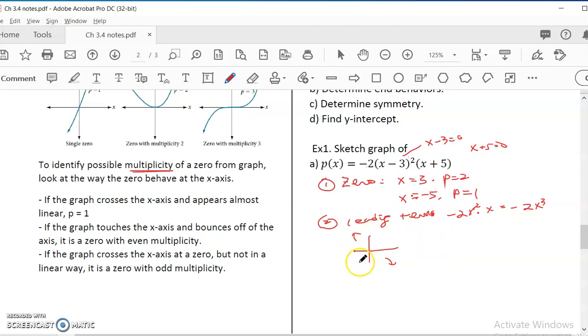So we would start to graph, putting our zeros there, negative 5, and then 3. 1 is the multiplicity. So this one we know it is a pass through, and this is a pass through, and this is a bounce off because the multiplicity is 2.